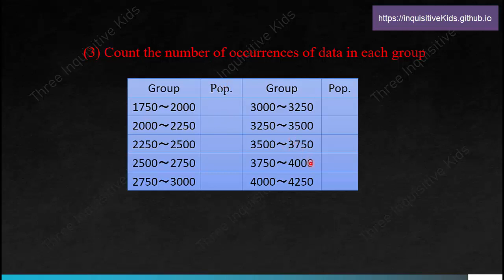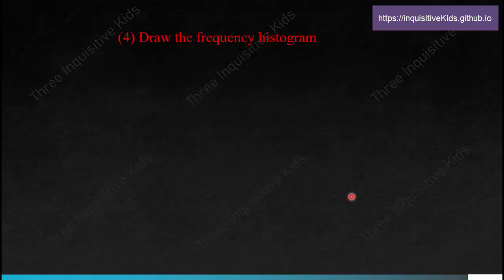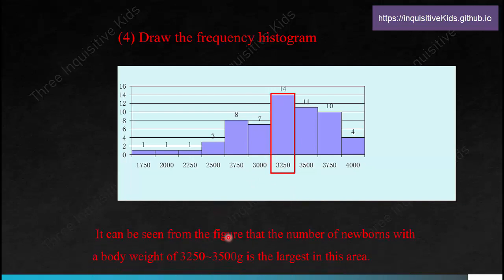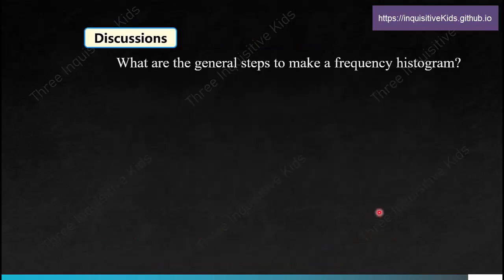So for a group range 1,750 to 2,000, this is what it will look like. So 1, 1, 1 through 9, 7, 15, 10, 9, 4. Next, we draw the frequency histogram. So from the above data, we get this. And this particular bar over here, 3,250, which has 14 people in it, has the most. So it can be seen from the figure that the number of newborns with a body weight of 3,250 to 3,500 grams is the largest in this area.